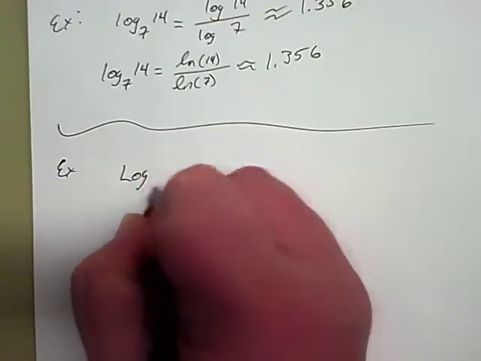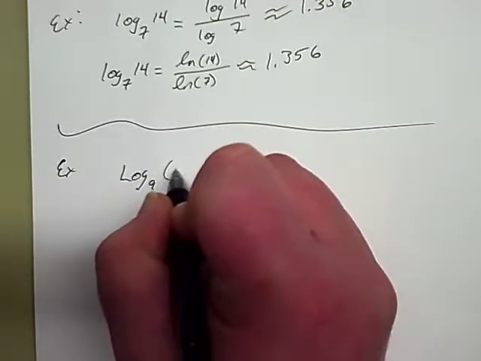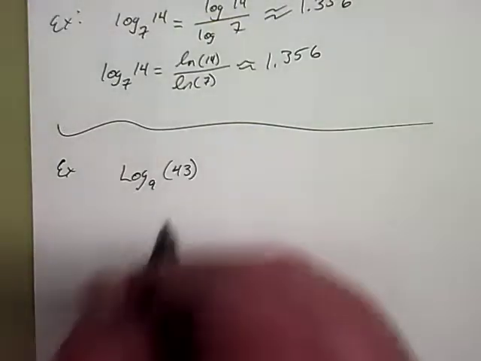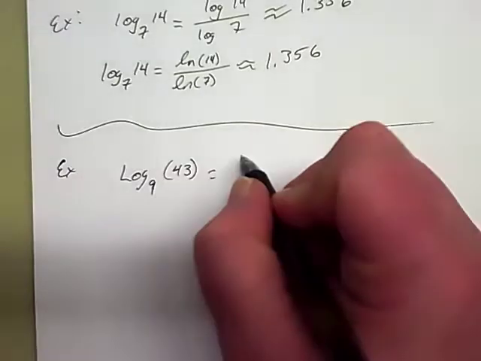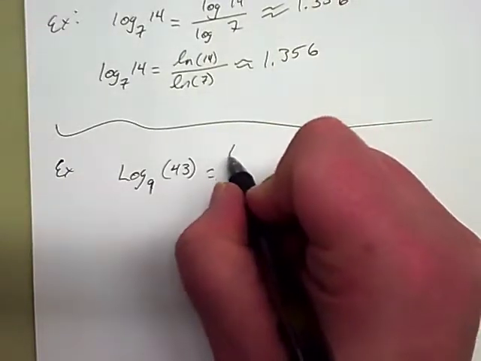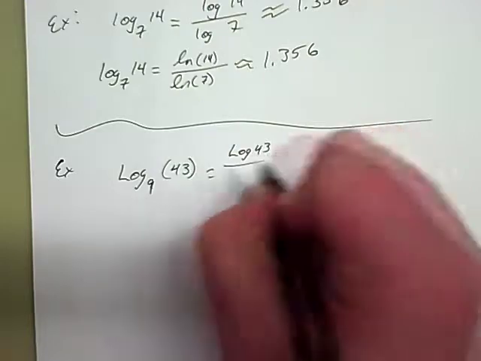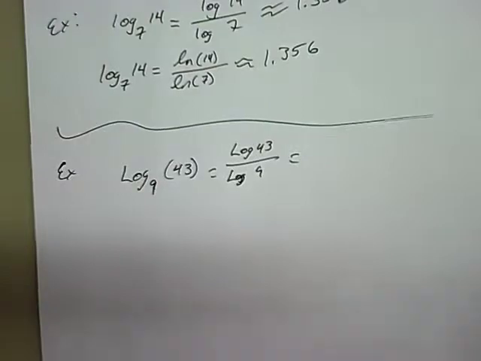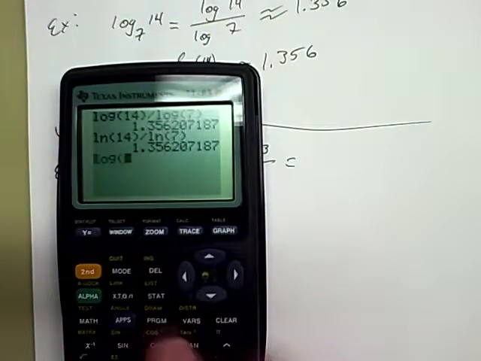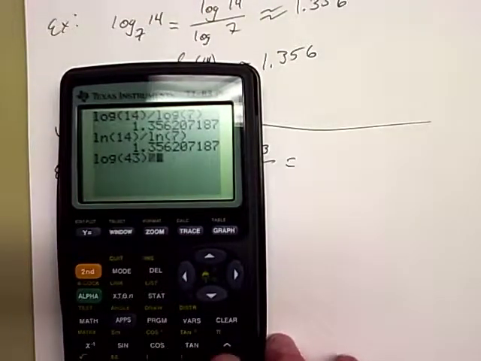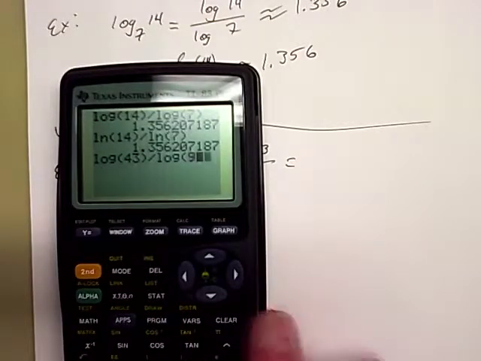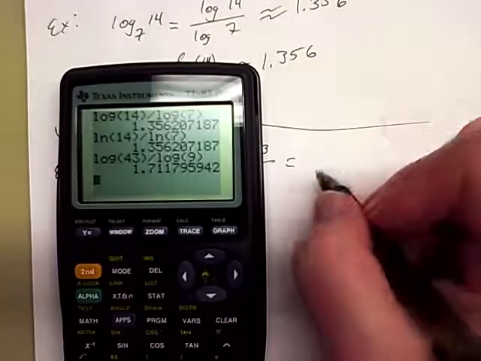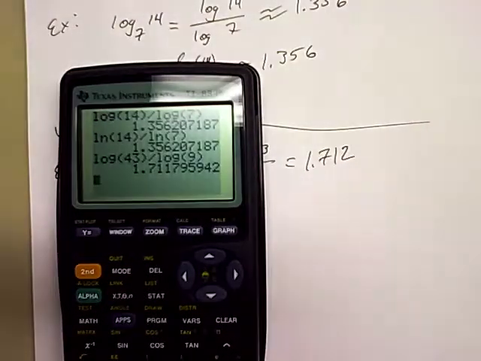Let's do a few more examples. All right, let's try log base 9 of, let's go 43, right? So the base here is 9, and my argument is 43. So here, in my calculator, I'm going to do log base 10 of 43 divided by log base 10 of 9. And plug it in my calculator, and we get 1.712.